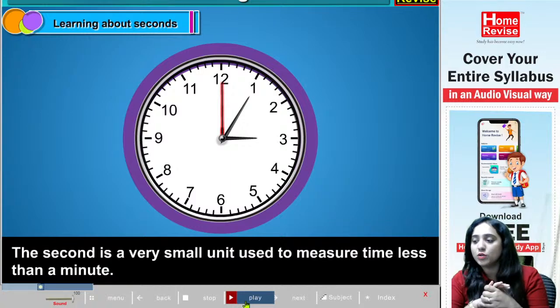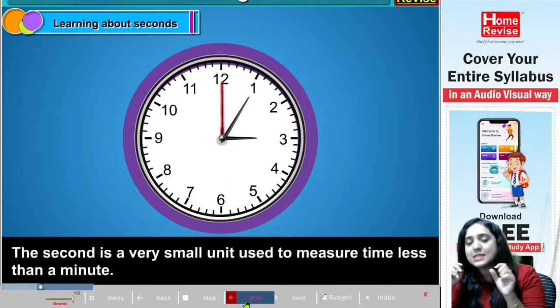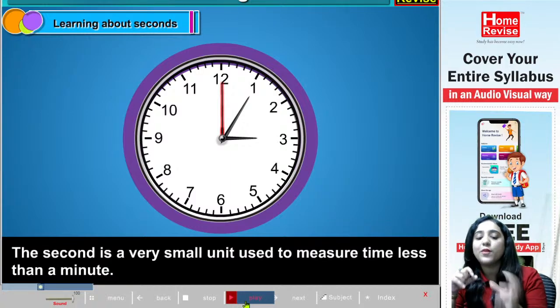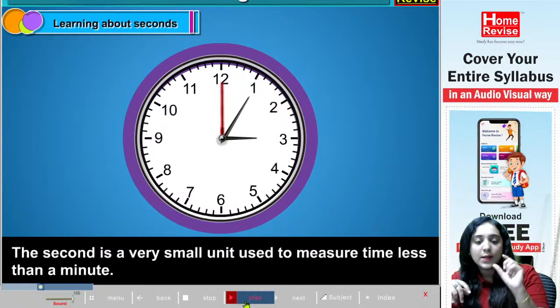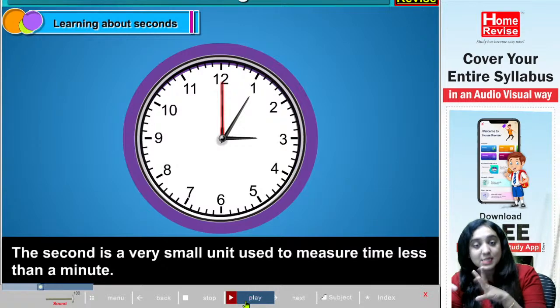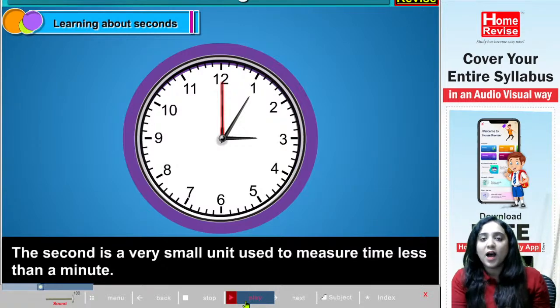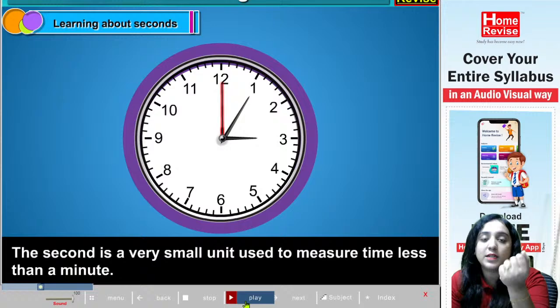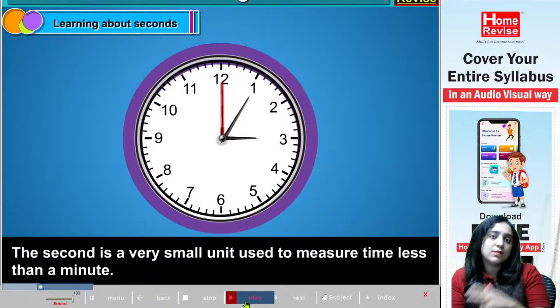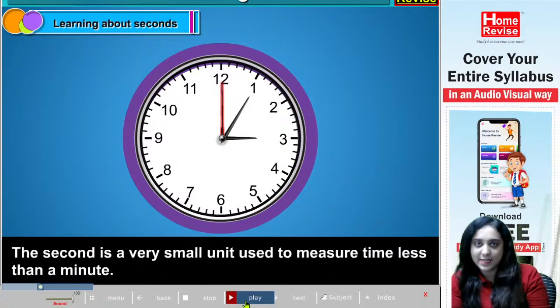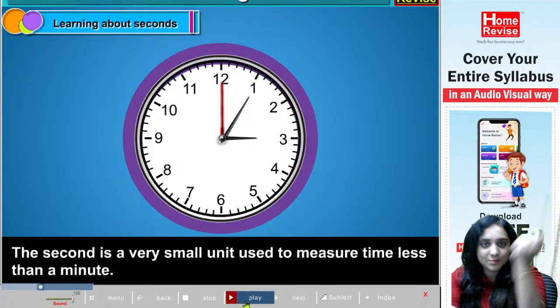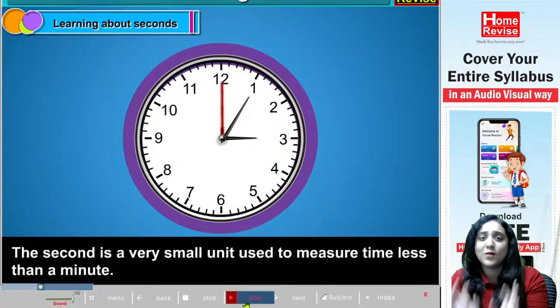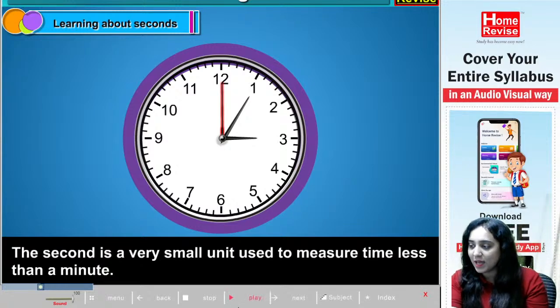Yes, now you should know that the second is a unit for measuring time. The second is a unit for measuring time, but it is even less than a minute. We say 1 minute, 2 minutes. If we want to say an even smaller amount of time, we say seconds, like 1 second, 2 seconds. 1 second is this, not even this. It is much finer. Okay.